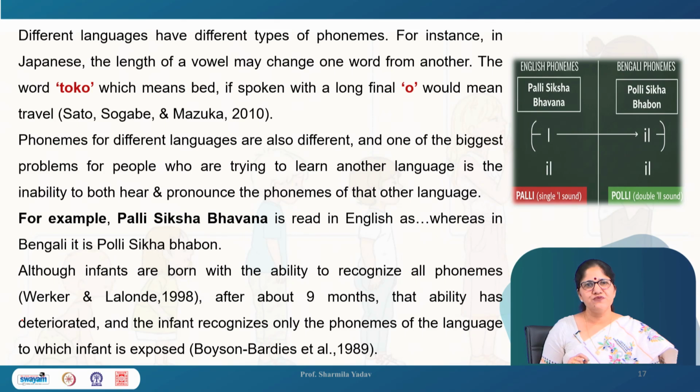I would like to give an example from West Bengal, especially Santiniketan, Visva-Bharati University, where there are certain bhavnas, 8 or 9 bhavnas are there, and you can see the slide. If I read in English, it will go like this: Pali Siksha Bhavna. We can read it like this, whereas in Bengali it is Pali Sikha Bhavan.